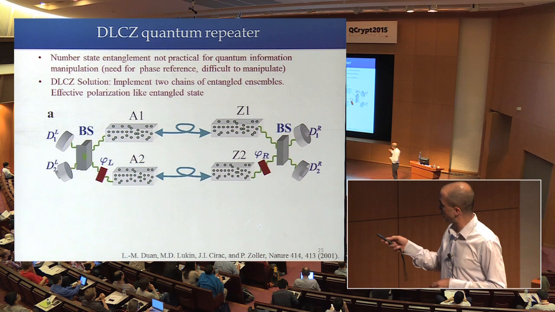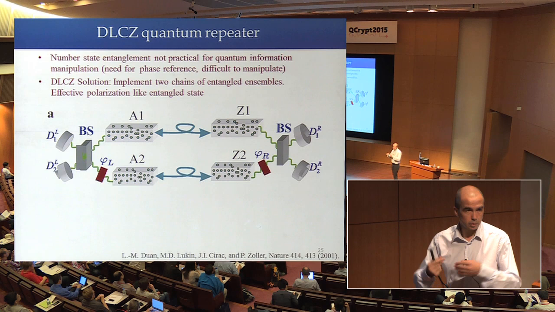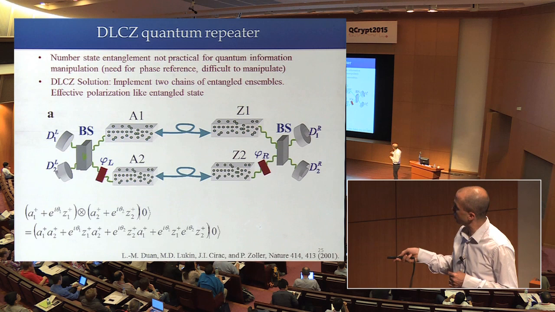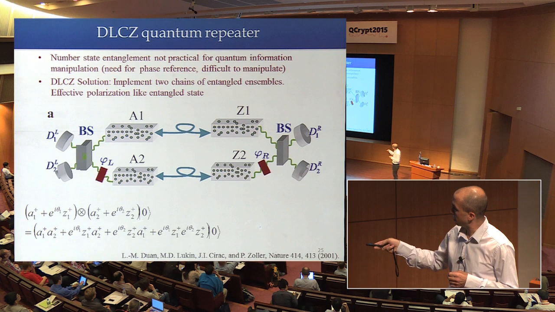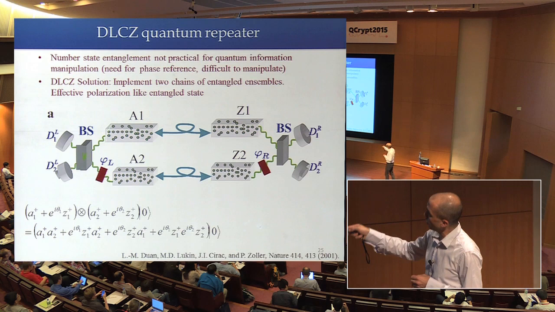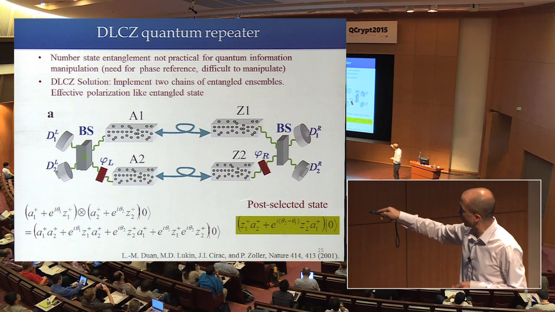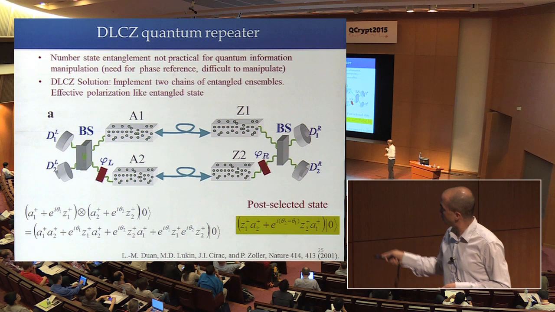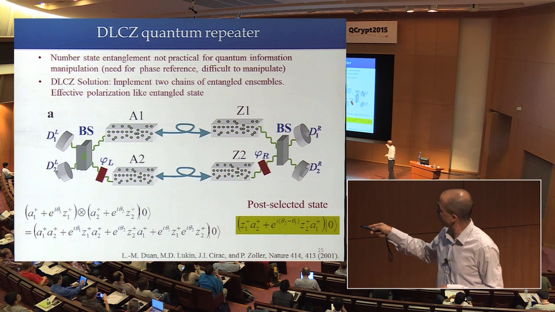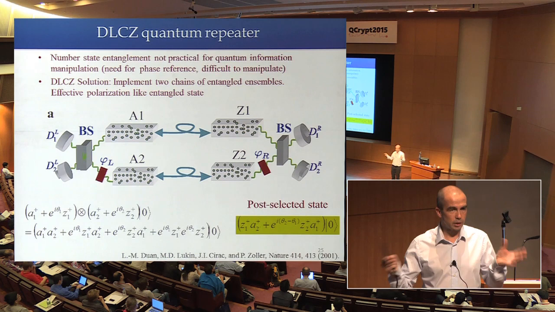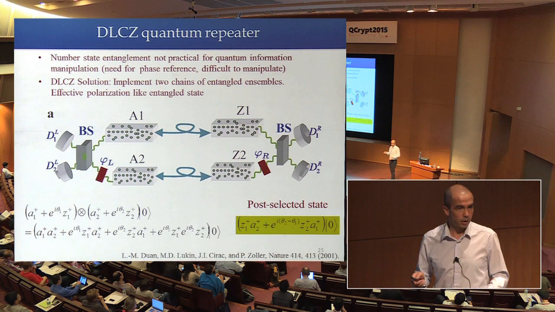So the solution that DLCZ proposed is actually to have two chains in parallel. So you create one first chain here, you create a second chain here, and you have a state like this on the first chain, an entangled state between this one and this one, an entangled state between A2 and Z2. And then you just read out these two here, and you combine at a beam splitter. And if you do this, and then you post-select on only the case where you have one excitation here on the left and one here on the right, you can have a kind of effective state which looks like this, which is now basically an excitation here and here plus the other way around. And this now is equivalent, let's say, to a kind of polarization entangled state where it's now easy to make measurements on different bases to violate Bell inequality and so on.